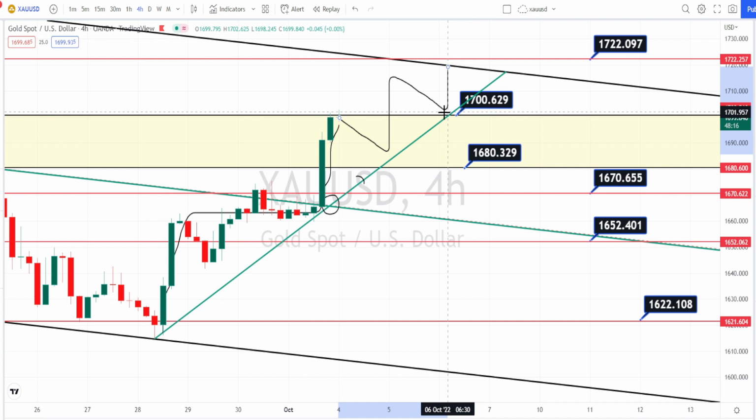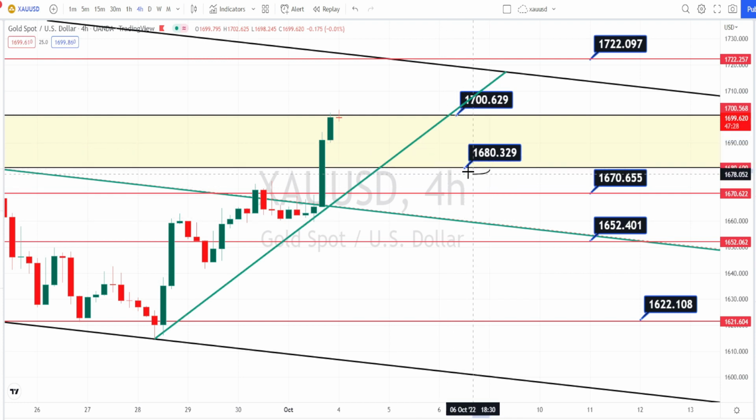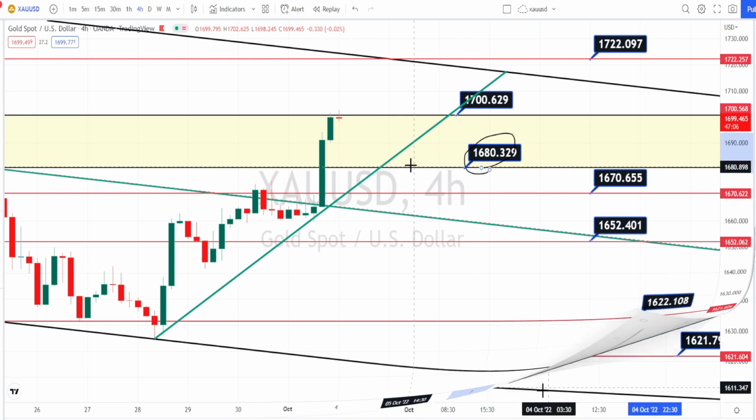And once the price action breaks this support line, we can expect the bearish side trend reversal in 4 hours time frame. For now, this level of 1680 is acting as a very strong support level for 4 hours time frame. Let us do the analysis in hourly time frame.